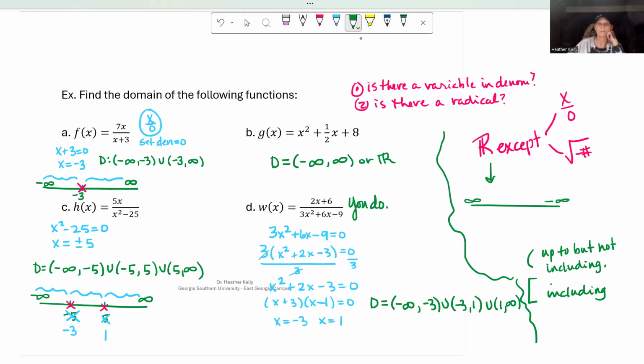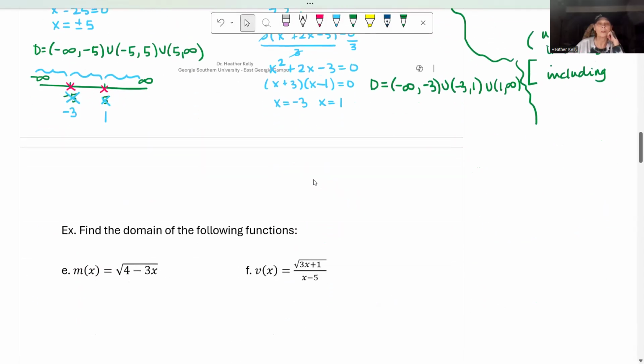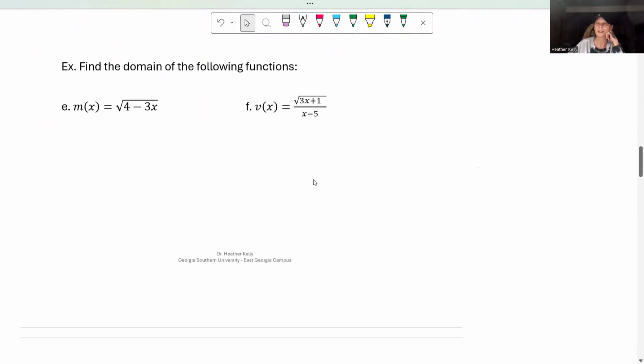Okay. Let's do a couple more. I hadn't done any with radicals yet. And look, I have one that has radicals and a denominator. Yay! Okay, let's look at this one right here.